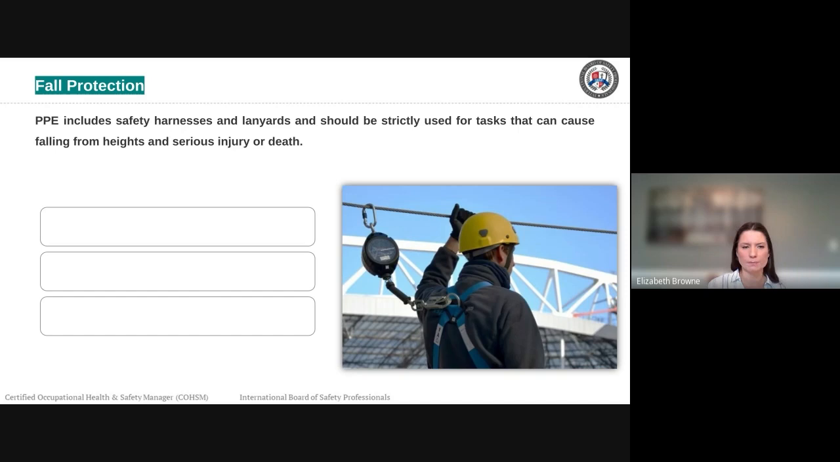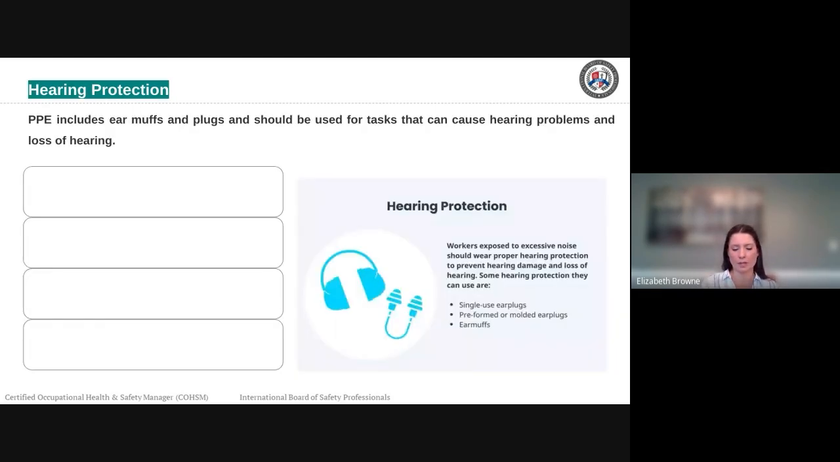Next we have fall protection. This PPE can include safety harnesses and lanyards. We want to make sure we're using a 5-point safety harness any time a fall from a height of 4 feet or higher is a potential. These should strictly be used for tasks that can cause falling from heights. OSHA has eliminated the ability to use a body belt, which is just one strap that goes around the waist. For fall protection, you can use it for worker positioning, but the 5-point harness is required for any potential for falls.